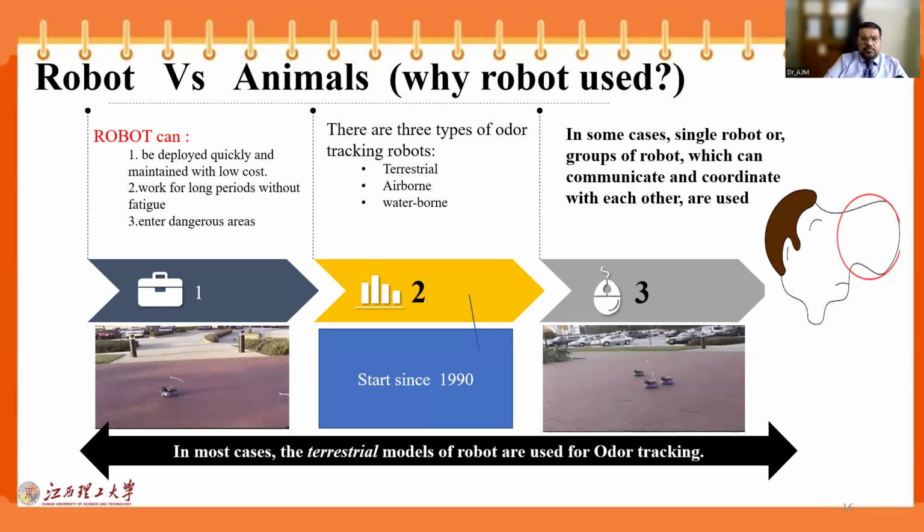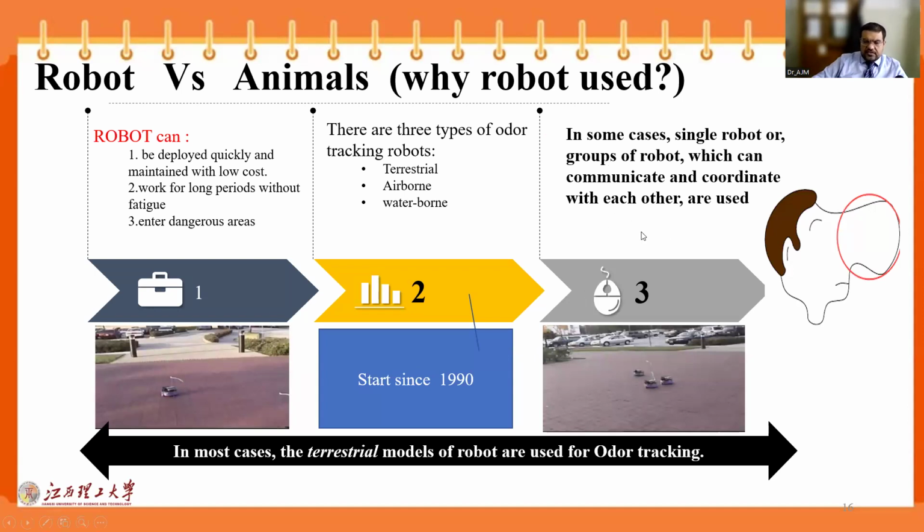Then which types of robots can help us? We can have three types of robots: waterborne, airborne, and terrestrial, and mainly the terrestrial one will be used. Nowadays we have the application and usage of these robots either as a single unit or in a swarm. We have more than one, which can go and localize the source in different places, then come back and give us the reports.